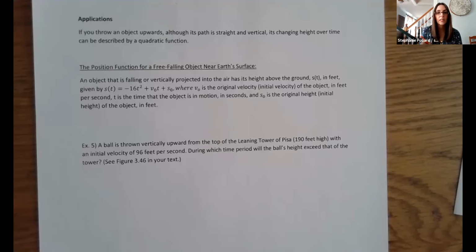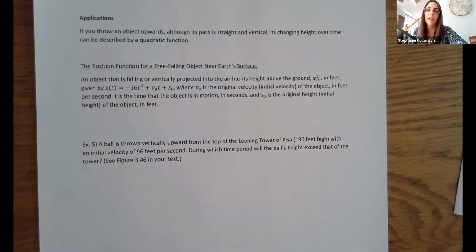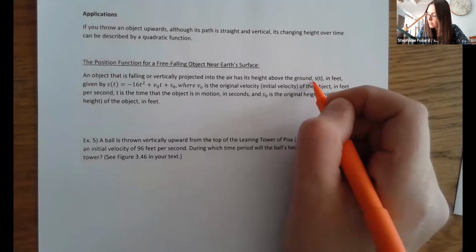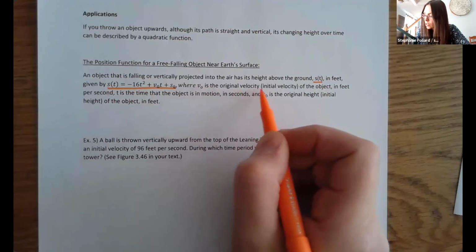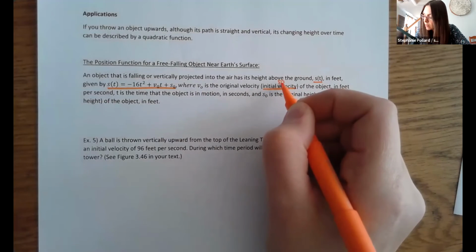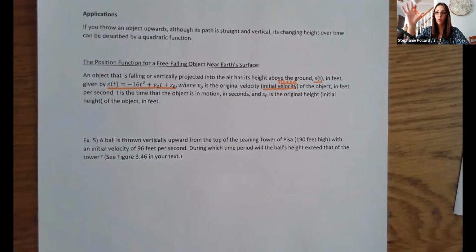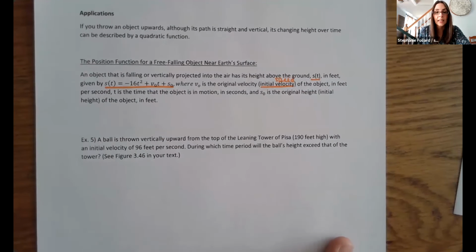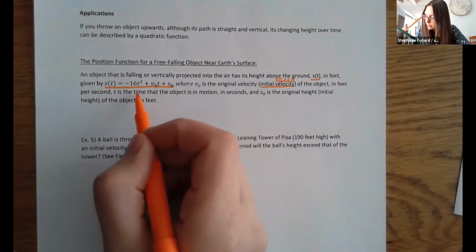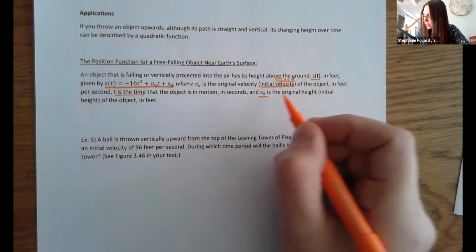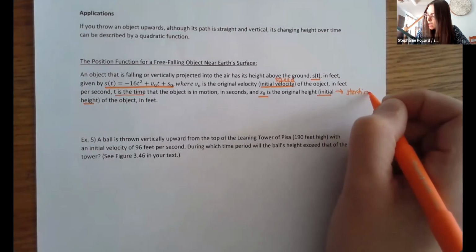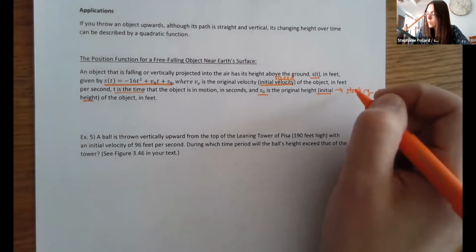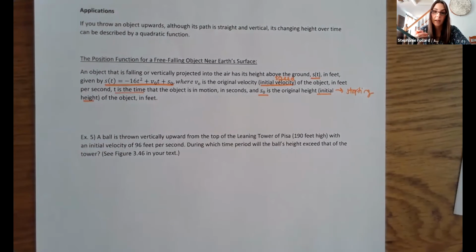So any object that is falling or even vertically projected into the air has a height above the ground of s in feet, and it's given by this formula here. V0 is the initial velocity, and velocity is another word for speed. So it's that starting speed with which you would, let's say, throw the ball. T is time in seconds. And S0 is your original or starting height. Initial just means starting. So a lot of times we use that little sub-zero to mean our initial or starting values. So that would be your starting height.